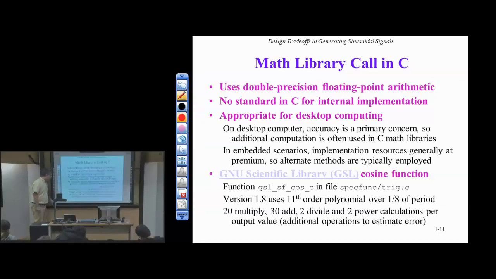If I looked at all the calculations involved in the C code implementation in the GNU Scientific Library, I ended up with the following. For every value of the cosine function, for every amplitude I needed, I had to use 20 multiplications, 30 additions, 2 divisions, and 2 power calculations per output value, all in double precision floating point. That's a lot of calculations for one value. And they also had some extra code to estimate the error, which is useful for high accuracy desktop simulation. That part of the code we wouldn't need if this were to be in the embedded space.